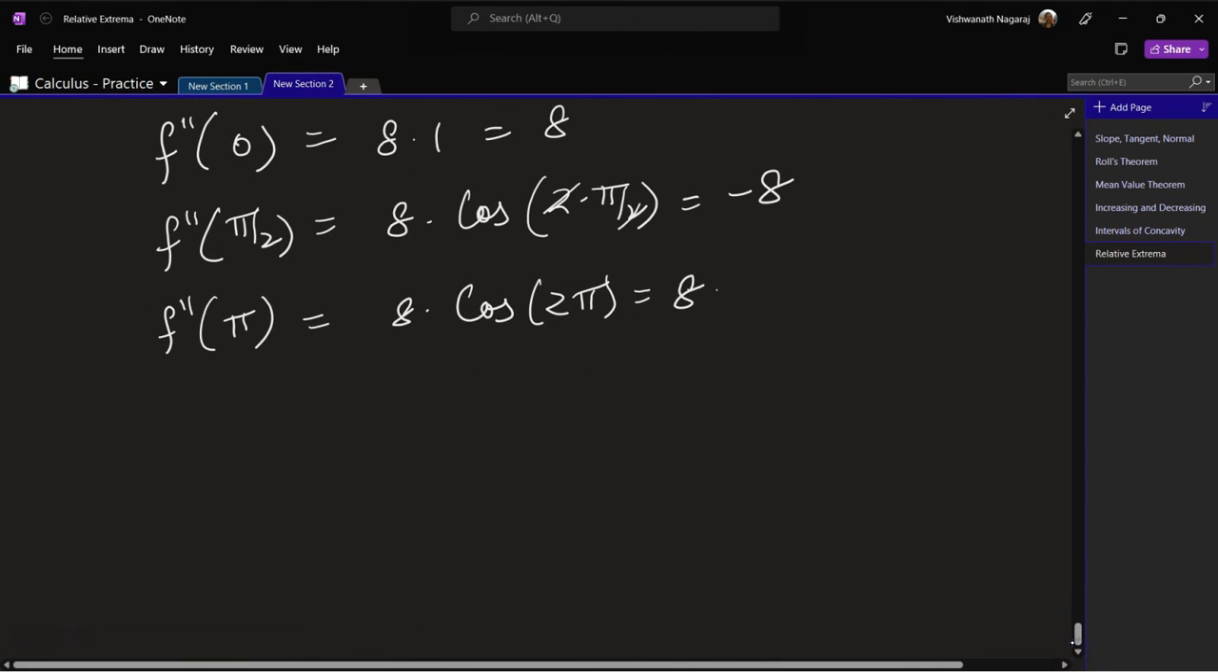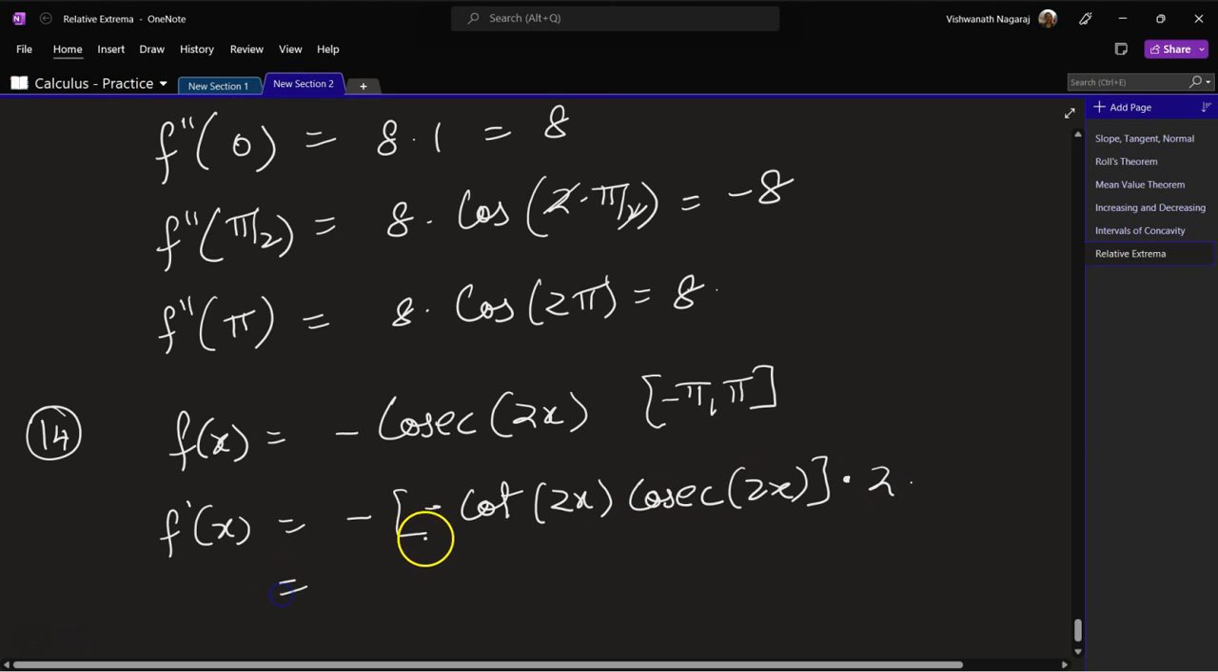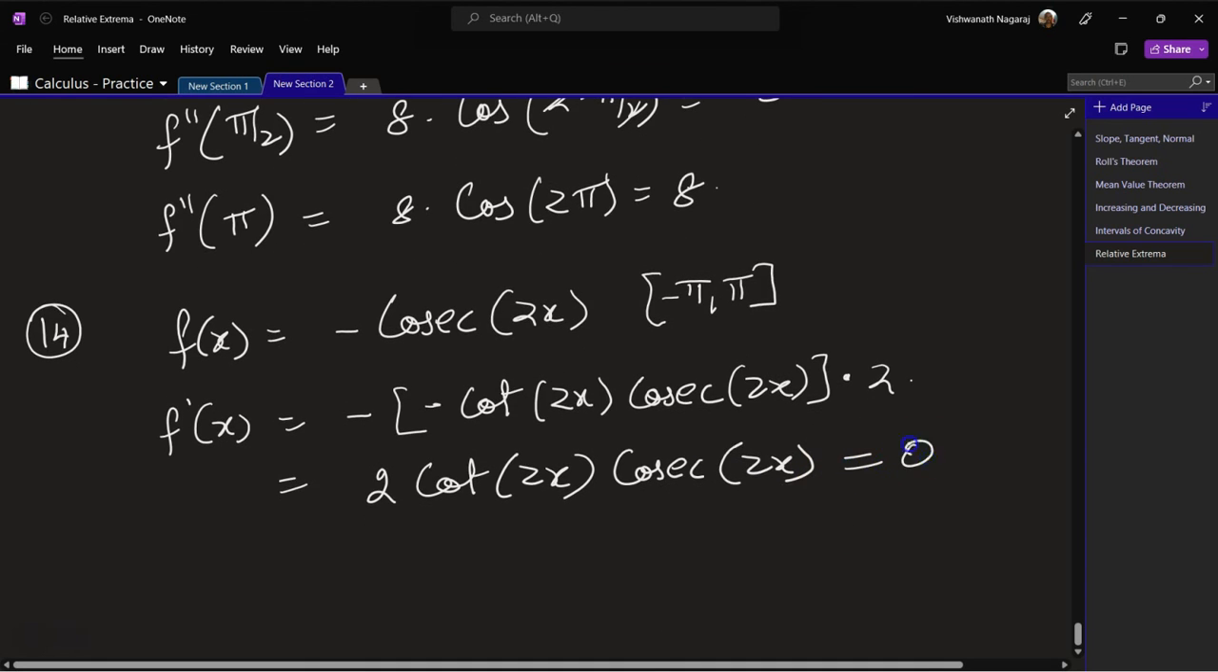Now let's look at the next one. Next one is 14. F of x is equal to minus cosec 2x from minus pi to pi. Okay, f prime of x is equal to minus cot of 2x cosec 2x times 2, which gives us minus into minus, plus 2 cot 2x cosec 2x. Yes. Now if we equate it to 0, what happens?